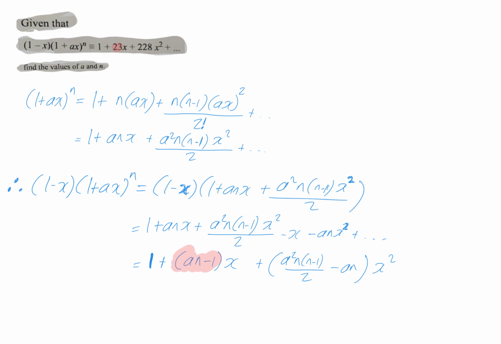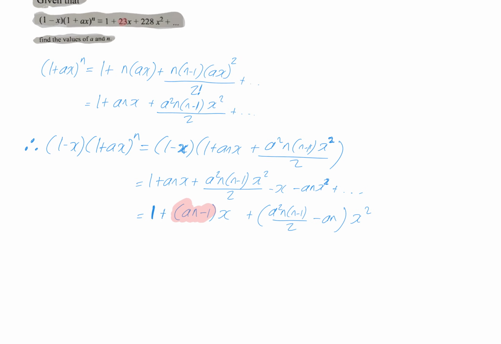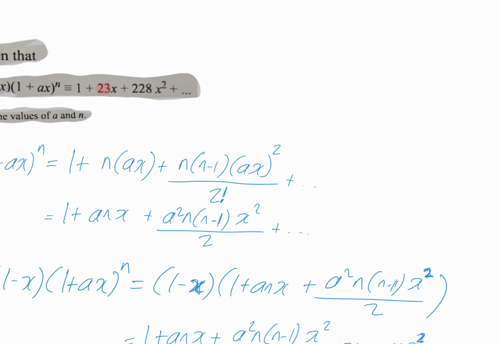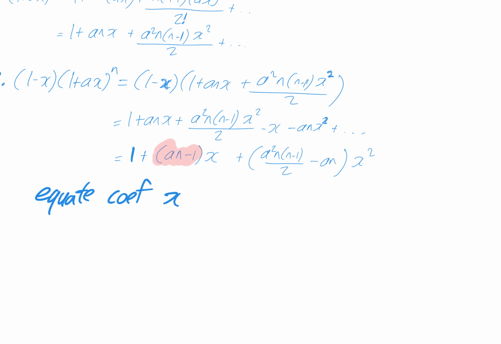So that means we can equate those two things. I'm just saying equate the coefficients of x. 23 was equal to an minus 1, which means 24 is equal to an.